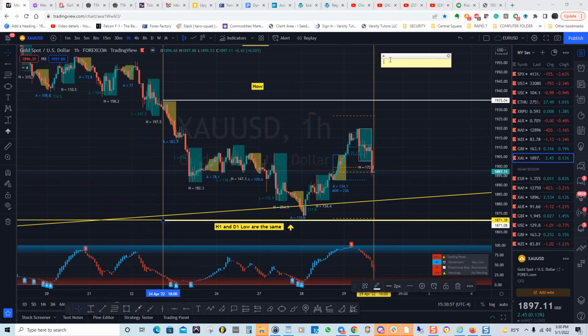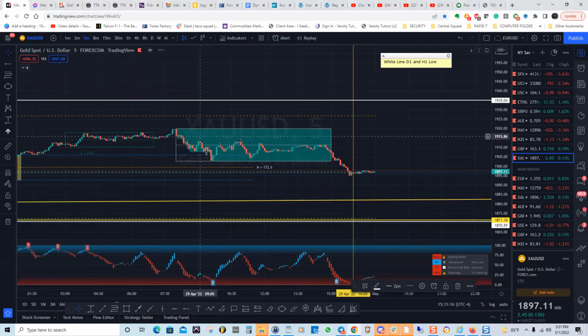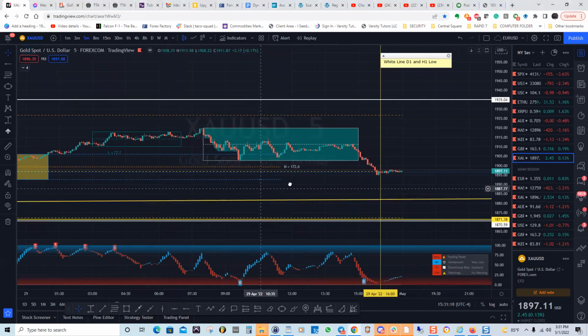The white line is what? The white line is the daily and H1 low, right? That's important. It's here, on top of each other. I'm putting it right here so I can see it, because when I jump down to the lower time frame, the lower time frame is going to give us more information. Now, what do we got?